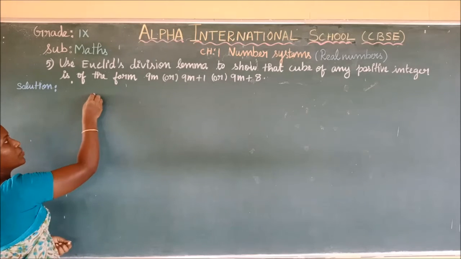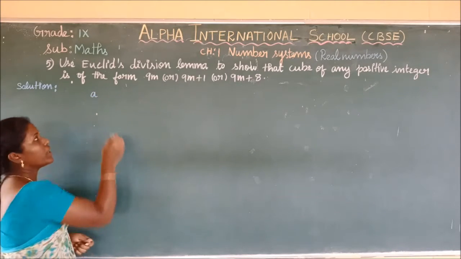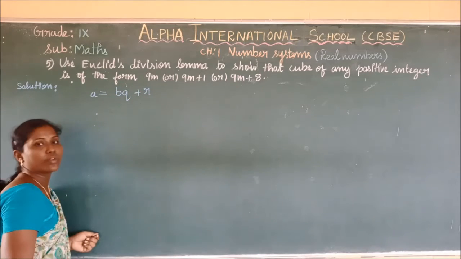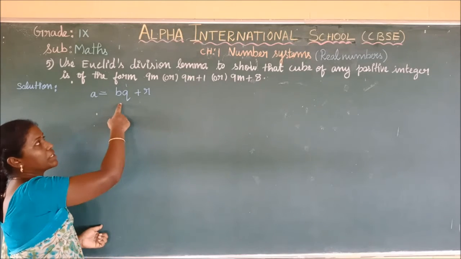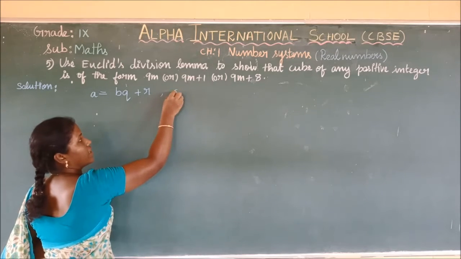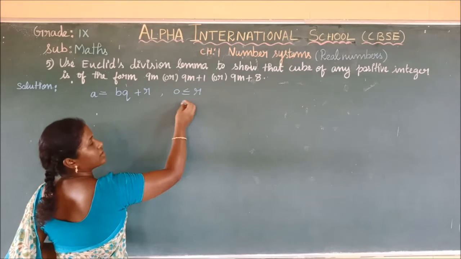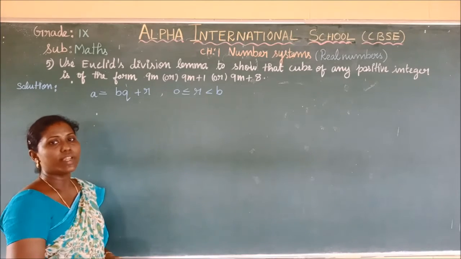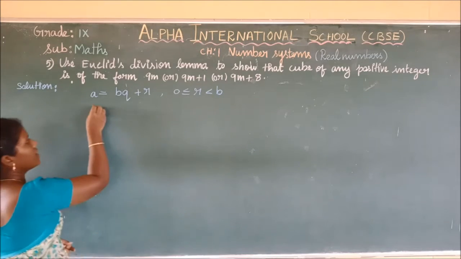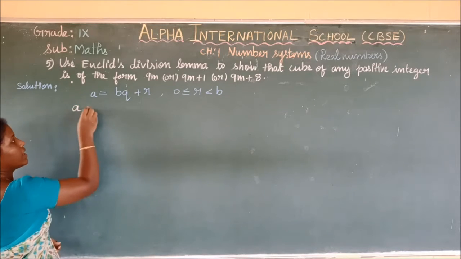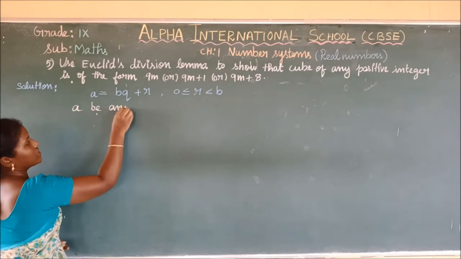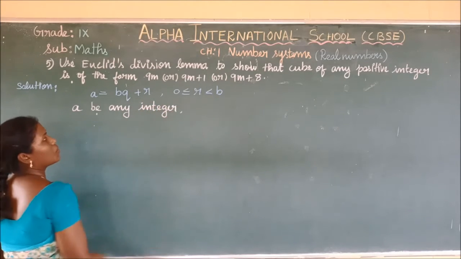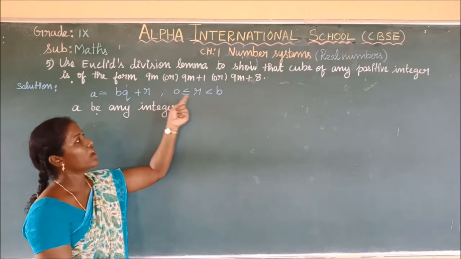First you have to write Euclid's division lemma. What is Euclid's division lemma? Yes, very good: a is equal to bq plus r. We have to write the Euclid's division lemma first, that is a is equal to bq plus r, and the important condition for the remainder. Now we will analyze what a is. Here a is any integer, so take a as any integer. And what about b? Here actually we have to take 9.